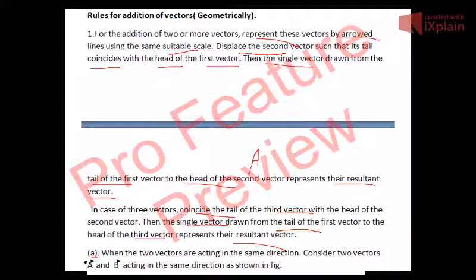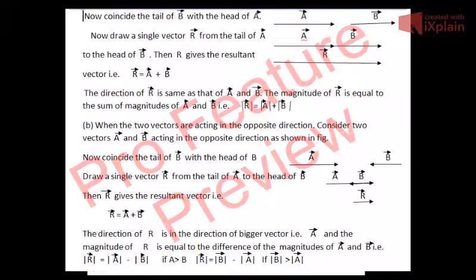When the two vectors are acting in the same direction, suppose we have two vectors A and B acting in the same direction, as you can see from the figure. We have two vectors A and B of different magnitudes and acting in the same direction. Now coincide the tail of B with the head of A, as in the second line. You can see from the second line I have coincided the tail of B with the head of A.